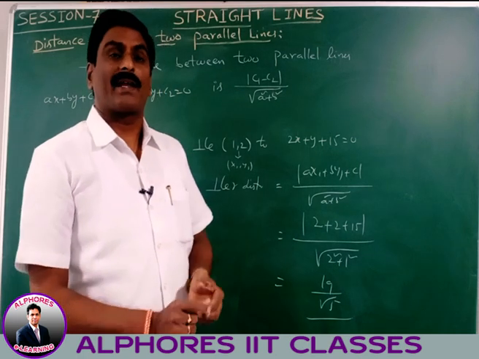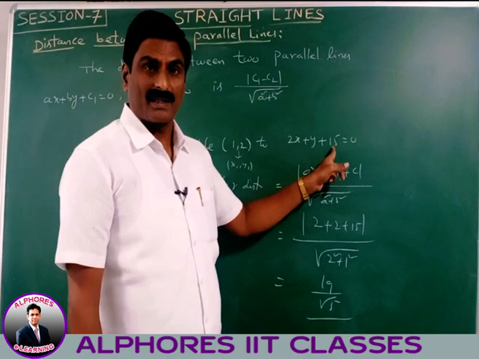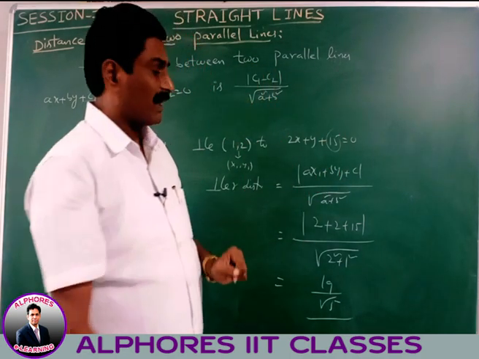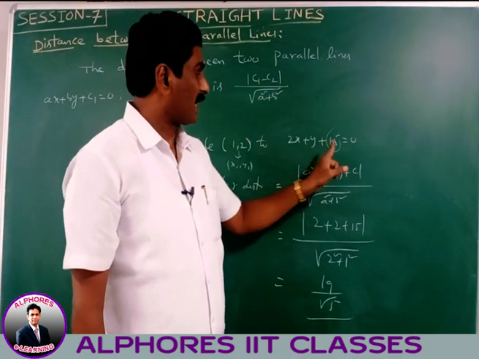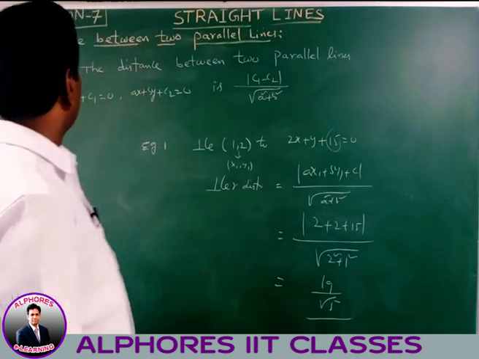Suppose, what is the perpendicular distance from origin to the line? Origin to the line is nothing but mod c by root over a square plus b square. What is the value of c? Mod 15 by root over 2 square plus 1. That means 15 by root 5. Okay. Next, please write the next point.